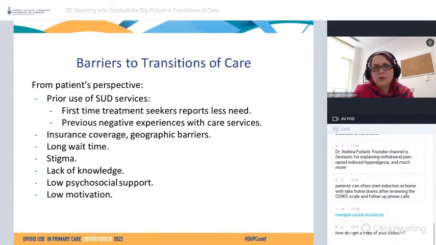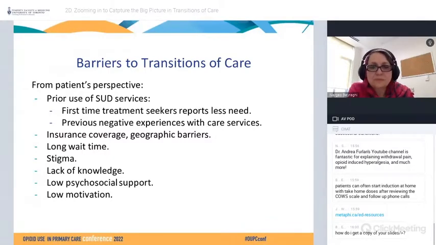Now that we all know that transition of care is something that our patients will benefit from, and we heard it since this morning from other presenters, so why is this not happening? There are barriers from patients' perspective. I can give you some examples. For example, they had previous negative experiences with care providers, similar to what happened for Casey in our emergency department.